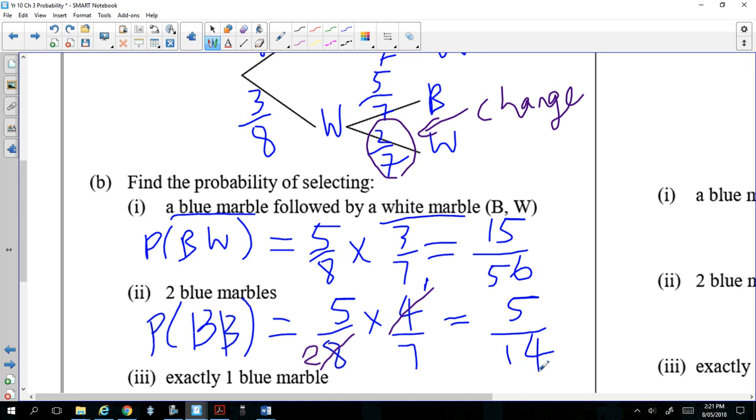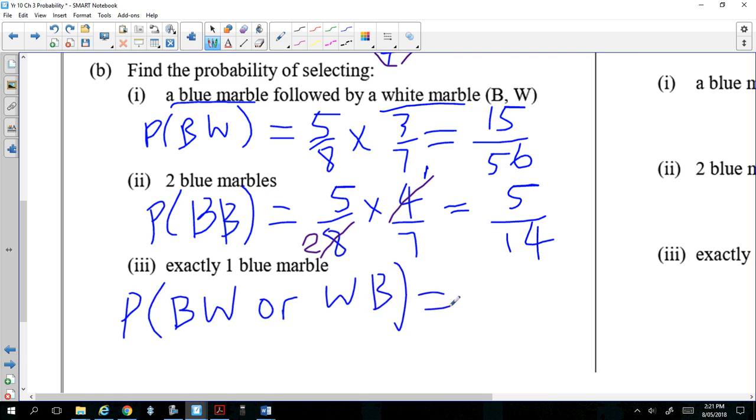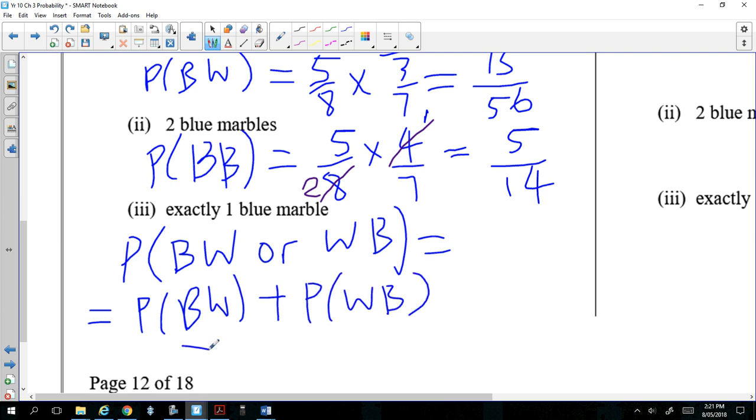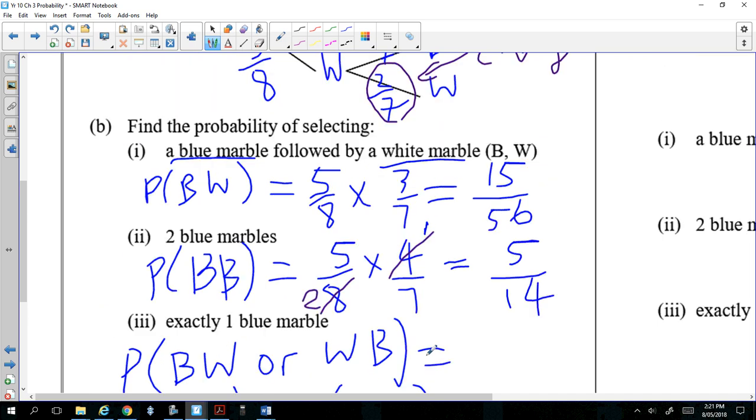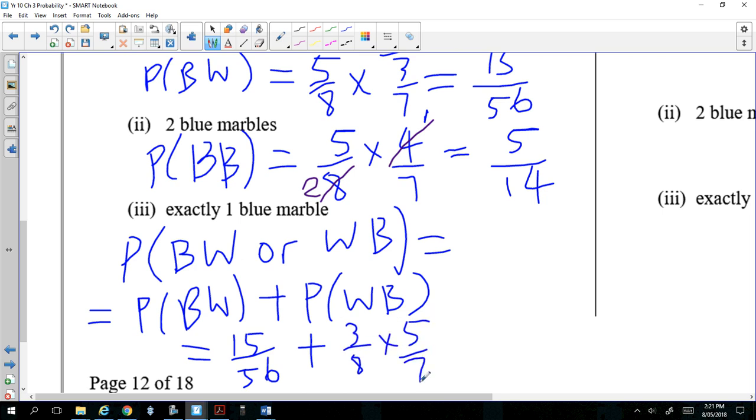Okay, good. How about the next one? Exactly 1 blue marble. That means you could have blue W or W blue. Again, because they are mutually exclusive, you can't have both at the same time. You can go BW plus WB, right? So what's BW? I think we calculated BW to be 15 over 56. We haven't calculated WB. WB is 3 over 8 times 5 out of 7, which is also 15 over 56. So if you add them together, you get 15 over 28.